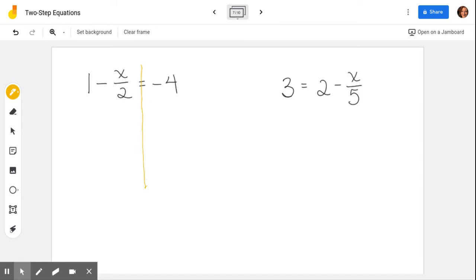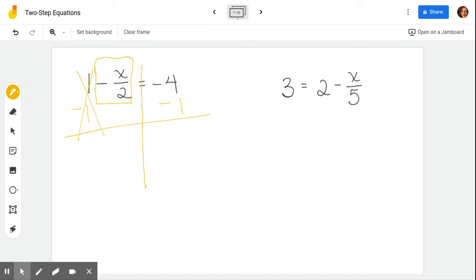I'm still going to box the variable part. But like we did a couple pages back, that minus sign is also like a negative. It's going to stay with it. And I'll show you how we're going to simplify that in just a little bit. Right now, though, let's focus on the other number. To get rid of that 1, I'm going to subtract it from both sides.